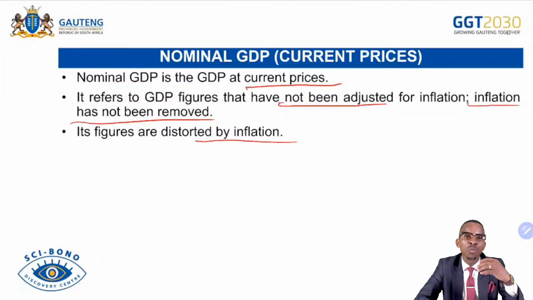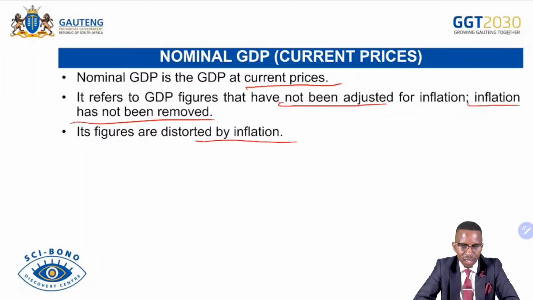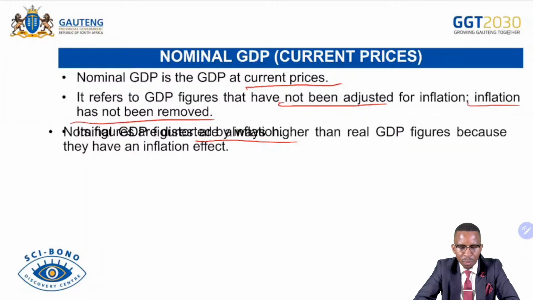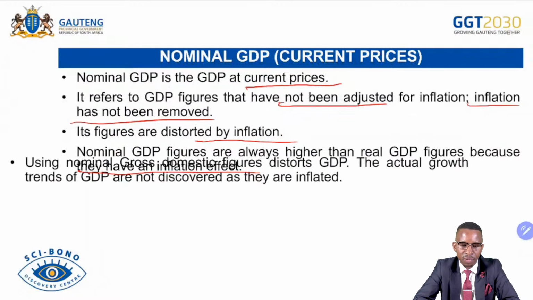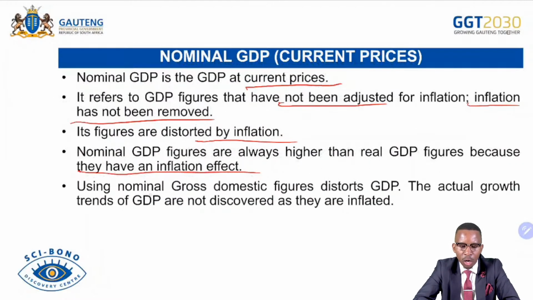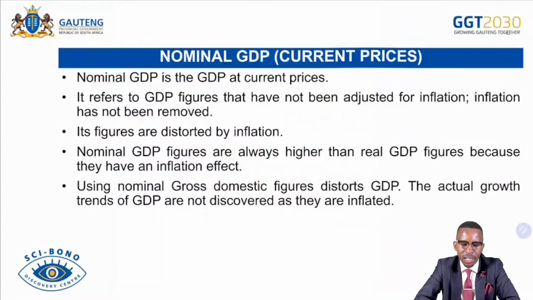For instance, we assume that GDP has increased this year. However, it has not increased because it's only inflation that has increased. So that's why we say it shows us distorted figures. Nominal GDP figures are always higher than real GDP figures because they have an inflation effect. Using nominal GDP figures distorts GDP. The actual growth trends of GDP are not discovered as they are inflated.